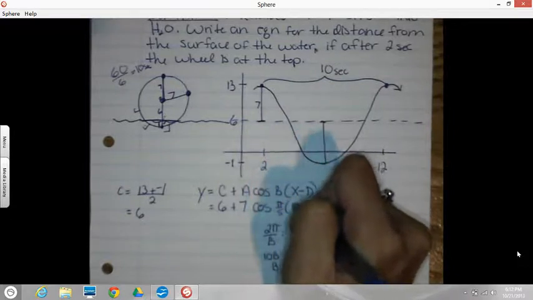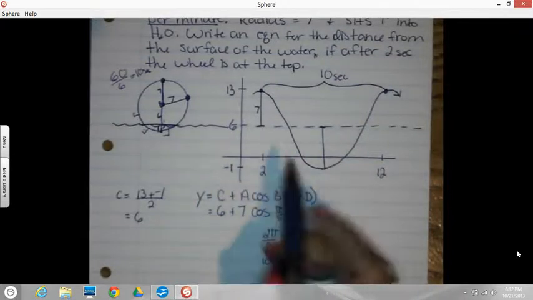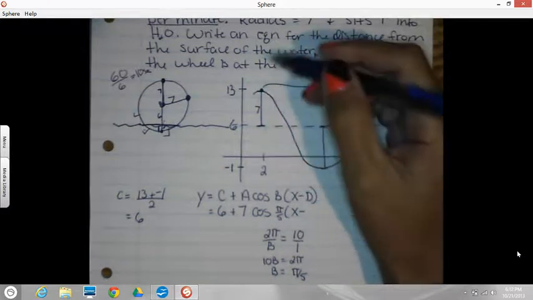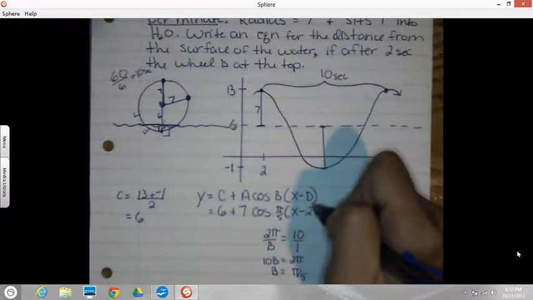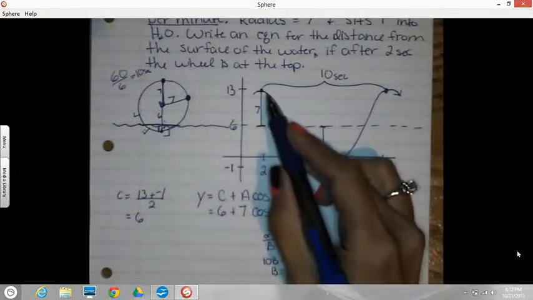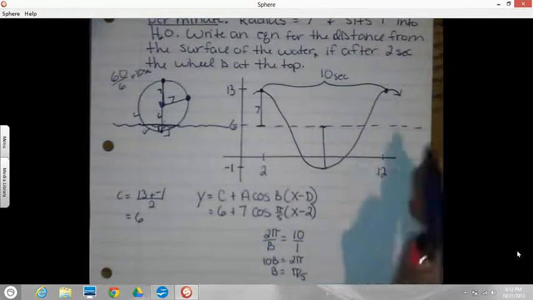Times x minus the D, that is the shift over. How far over is that max? Instead of being on the axis, it's over at 2 seconds. So x minus 2. And there it is. If you can get the sketch and get the max and min and the complete cycle, how long it takes, these 4 values aren't too bad.